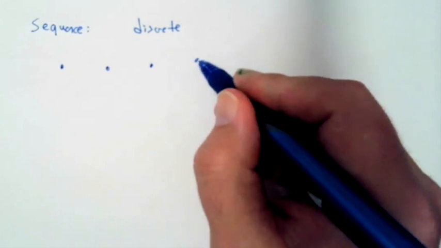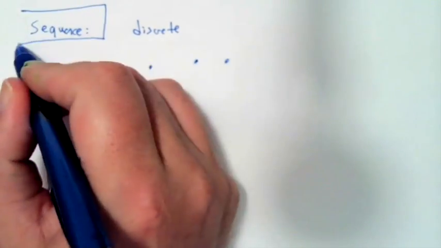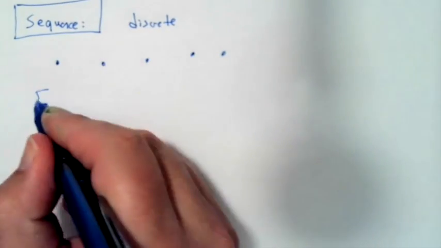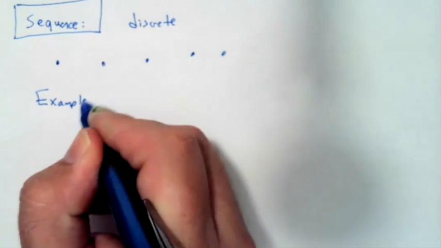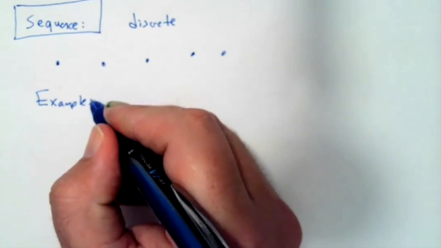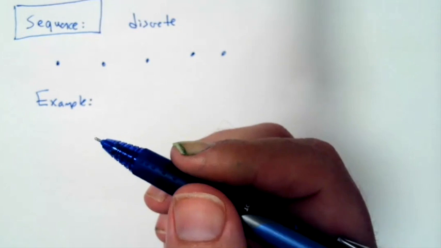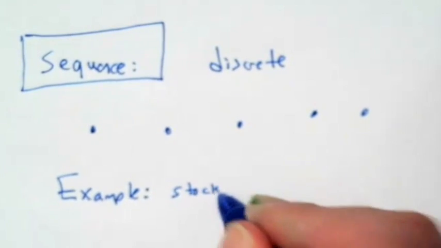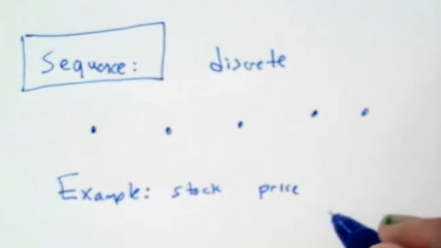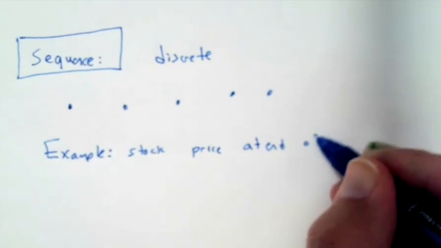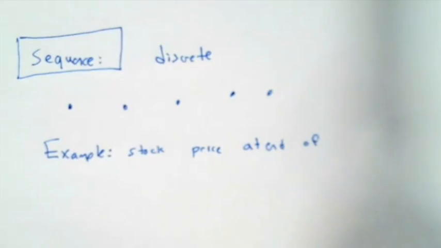And so a good example of a sequence would be something like a stock price at the end of the day. You don't need to know the stock price at every single second. You might need it every day, every hour, every minute would be okay, but you're not worried about those little millisecond values. So discrete time is at specific intervals.